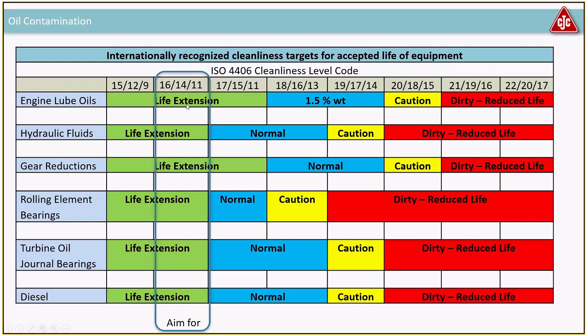So for all systems here, you can see hydraulics, gears, roller bearings, turbines, diesel, and so on. Engine could be difficult to run that clean, but most of the others is definitely possible.